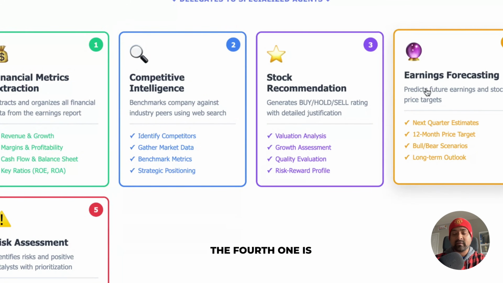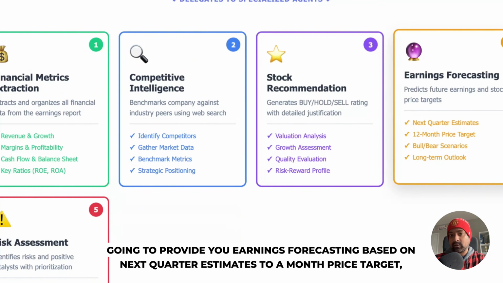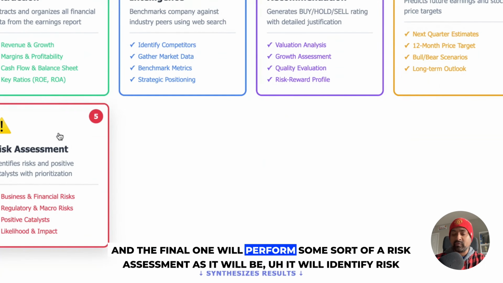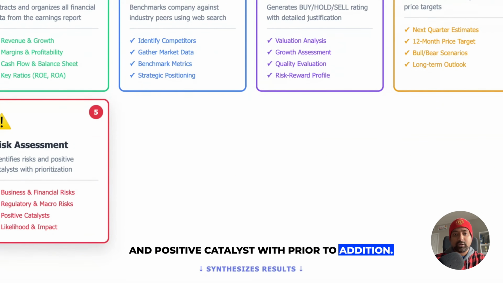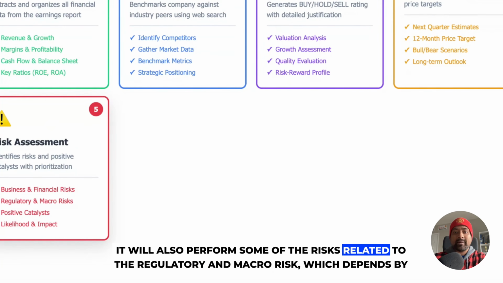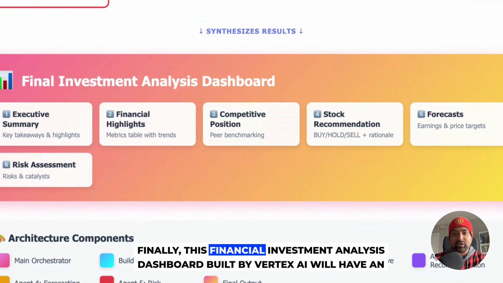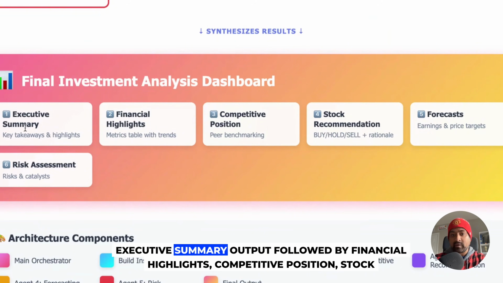The fourth one is going to provide you earnings forecasting based on next quarter estimates and a 12-month price target, something that will be useful for stock traders to look at. And the final one will perform a risk assessment, identifying risks and positive catalysts with prioritization. It will also cover regulatory and macro risk, which is driven by external factors and government regulations.